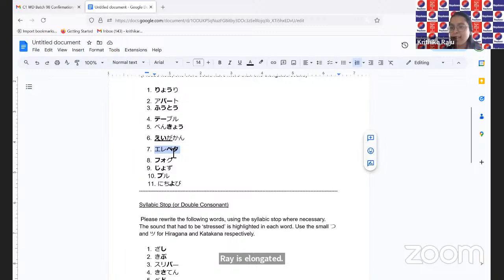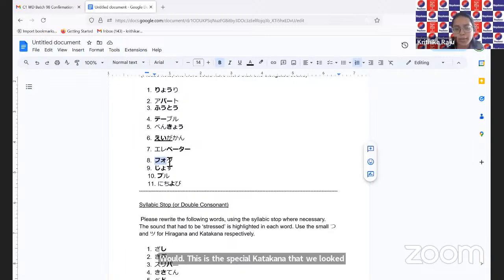Erebeta. Okay. Eighth word. This is the special katakana that we looked at in the last class. So that is the sound that you're supposed to change. What is the sound?